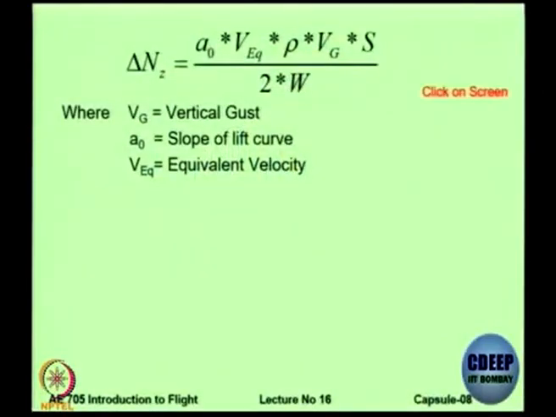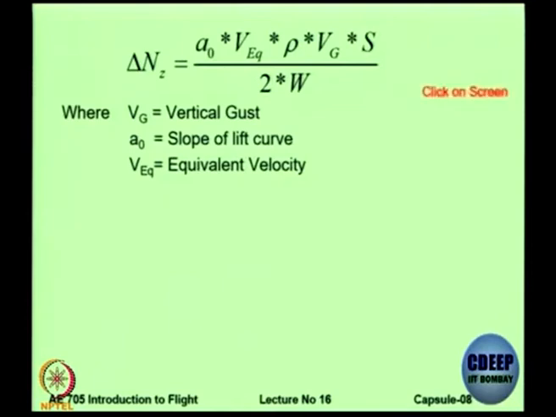So the additional load that will come is delta L, which is equal to half rho V squared. The W in the denominator is because of NZ, it is L upon W. So what we have done here is we have used A0 as the lift curve slope. The delta alpha will give you delta CL or delta L, which will be equal to the lift curve slope dCL by d alpha into delta alpha.